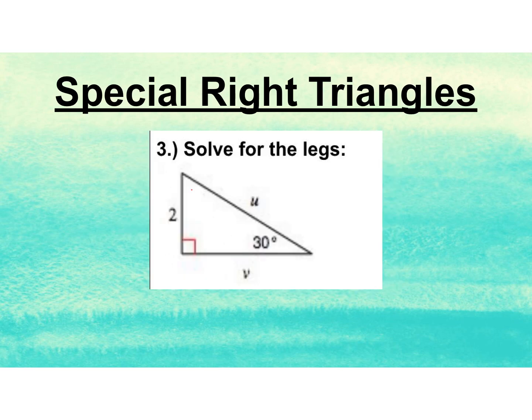We're switching over to a 30, 60, 90 triangle. Across from the 30 is the 2. I'm going to double it for my hypotenuse, so u will be 4. And then I'm going to go back and I'm going to put it with a square root of 3 for v.